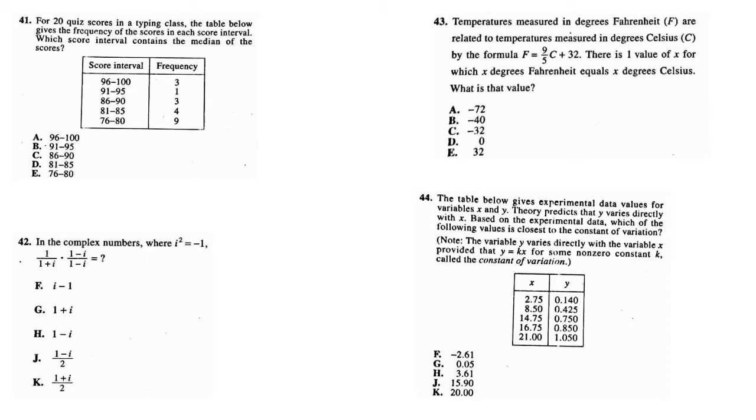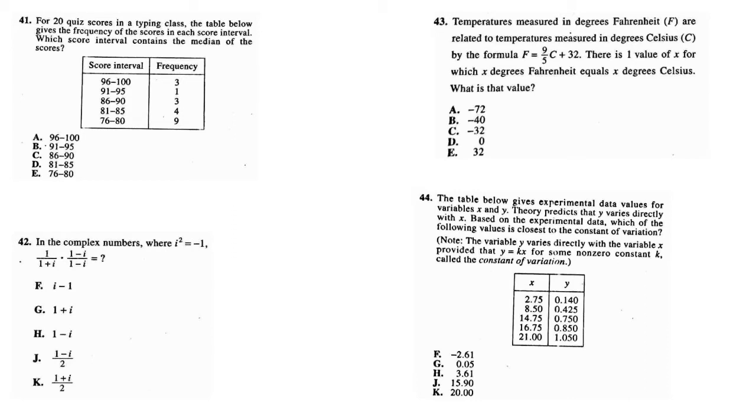Okay, now for 41. It looks like we have some kind of table here. And let's see, what does it want us to do? We have 20 quiz scores in a typing class, which is kind of outdated. We don't have typing classes that much anymore. The table below gives the frequency of scores in each score interval. Which score interval contains the median of the scores?